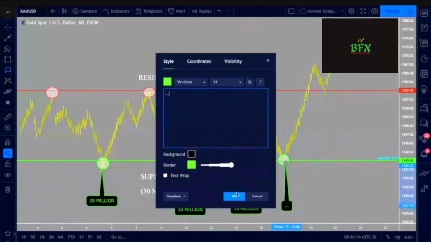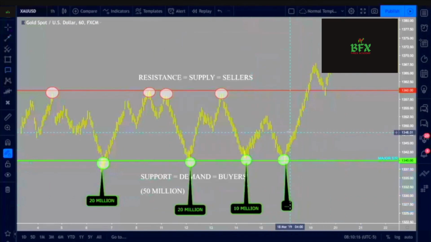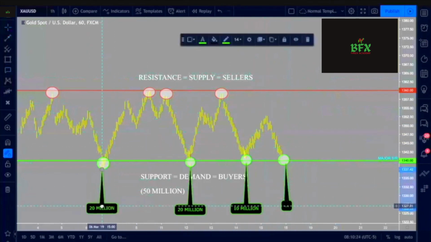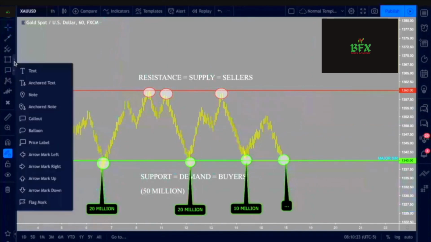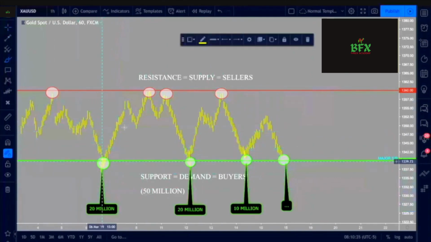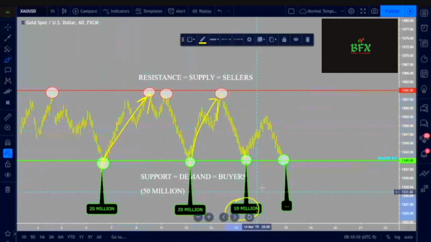So after that, when price got here, there was nothing left. So what would that look like in terms of the candlestick? So let's delete these here. Let's talk about that real quick. So each time this $20 million was filled, price rose back up to 1360, our next supply zone. You can see that right here, and then you can see that right here. But this time, they only filled 10 million because that's all that was left.